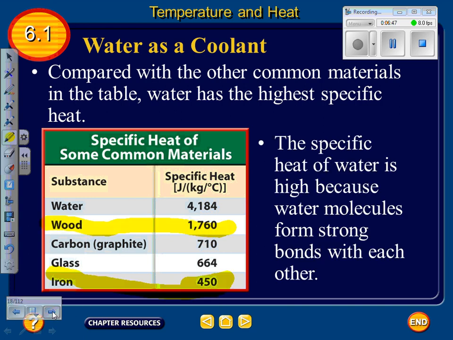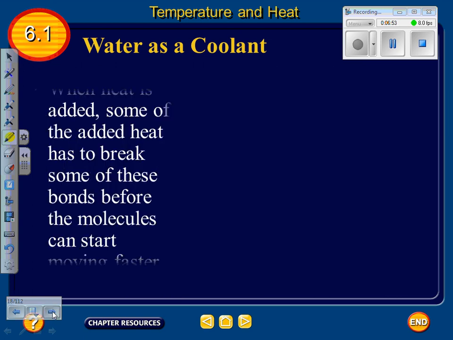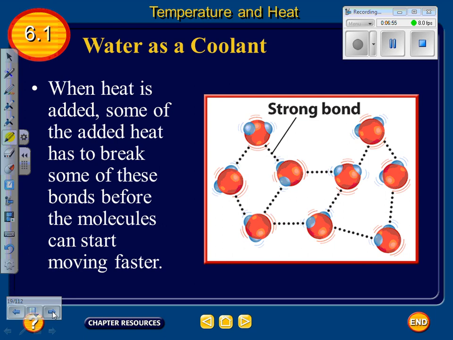Specific heat of water is high because water molecules form strong bonds with each other. When heat is added, some of the added heat has to break some of these bonds before the molecules can start moving faster.